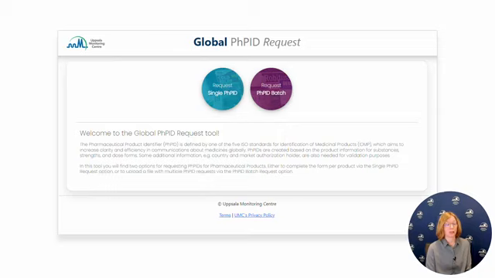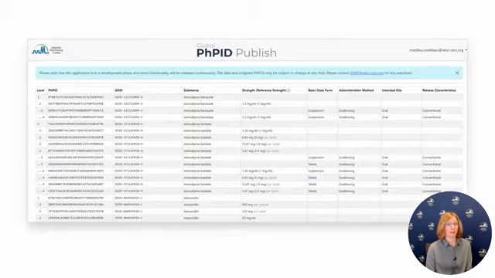A new PhPID can be requested either as a single request or in a batch, and the requester will need to submit information about the medicinal product they need to get the PhPID, including the information on the trade name, active ingredients, local dose form, strength, and unit. The data is then validated internally by UMC pharmacists, identifying the harmonized expression that will form the foundation of the global PhPID. When the PhPID is ready, it will be published with the accompanying harmonized information.